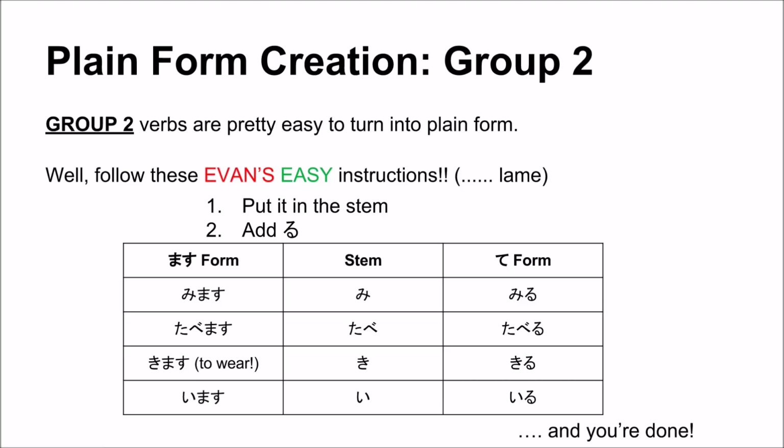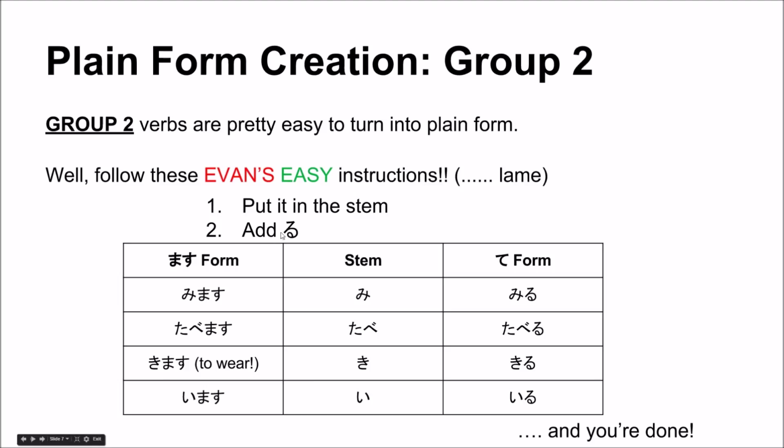Plain form creation, group 2. Group 2 verbs are incredibly easy to make. So just follow these Evan's easy instructions. One, put them in the stem form. Basically, if you forget what the stem form is, just kill the mas. Here's a video linking to how to make the stem, the mas form. I'm sorry, the stem. There was a link earlier in the video too.